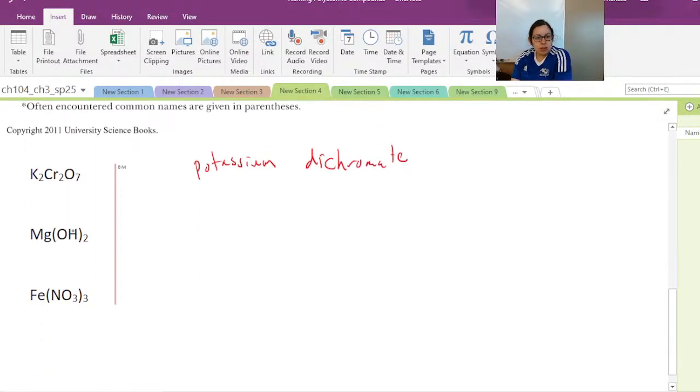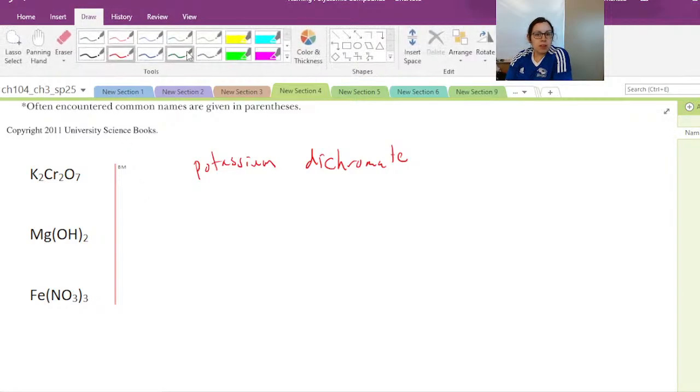And so then, did we find what this OH was? Did we name it? So I got a magnesium hydroxide. Does that sound good to people? Excellent.